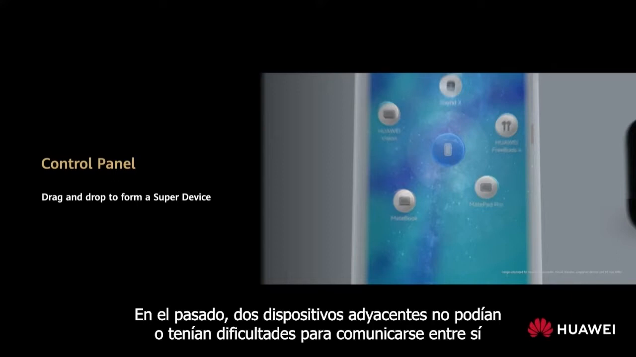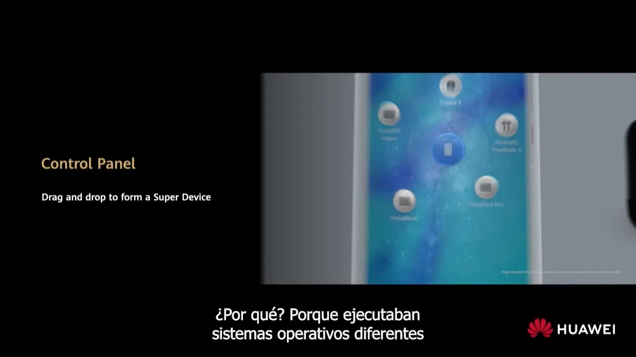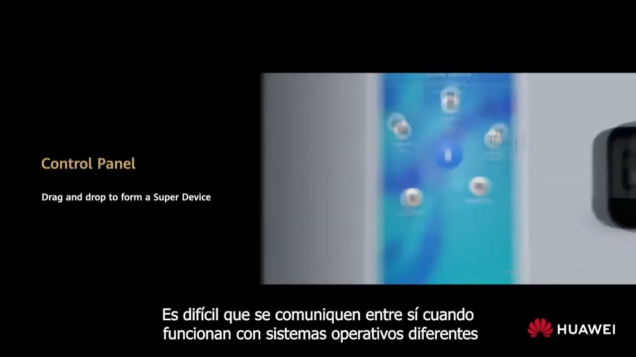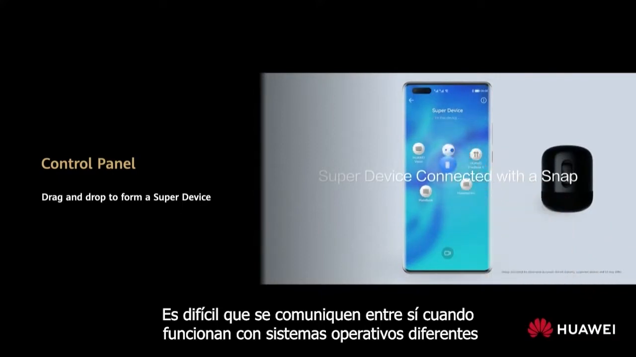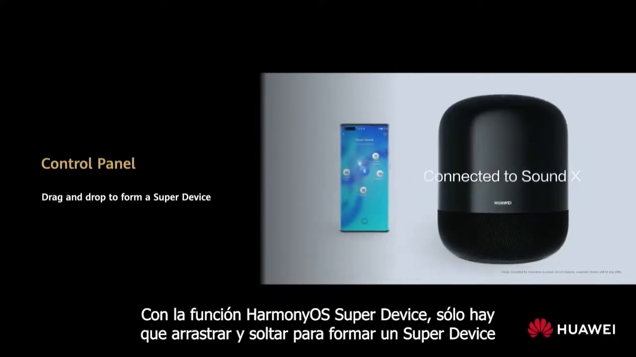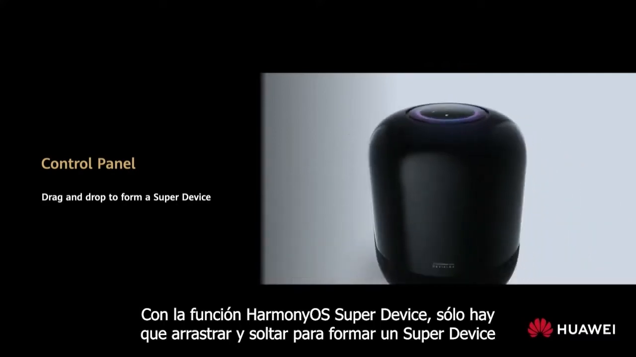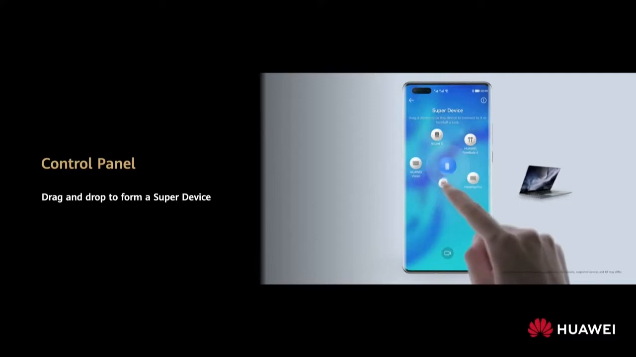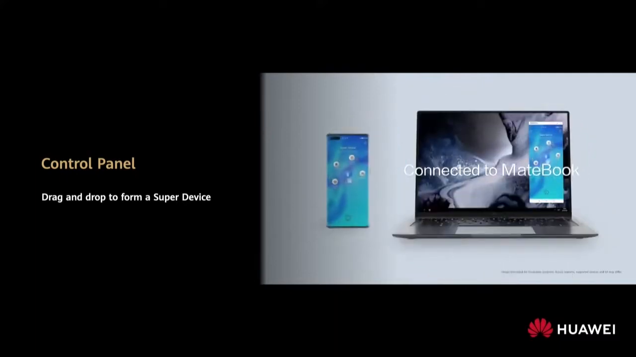Control panel is a very cool feature loved by many consumers. In the past, two adjacent devices could not or had difficulty communicating with each other. Why is that? Because they run different operating systems. It is difficult for them to communicate when they run on different operating systems. With the Harmony OS super device feature, you only need to drag and drop to form a super device. Isn't that cool?